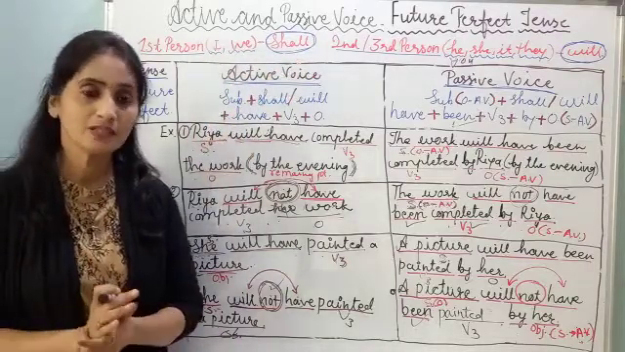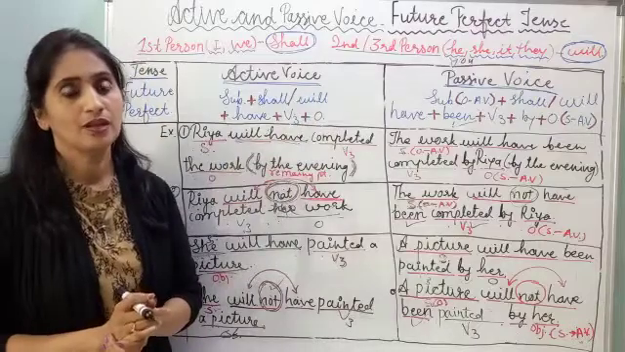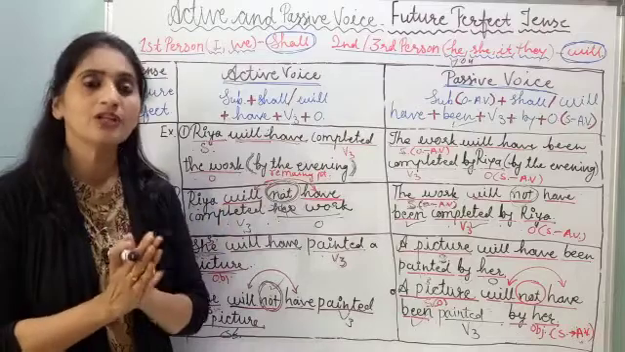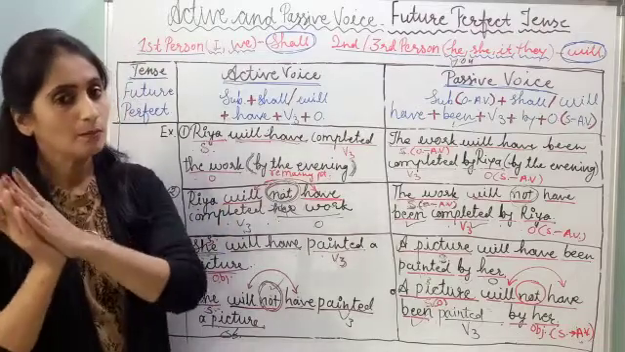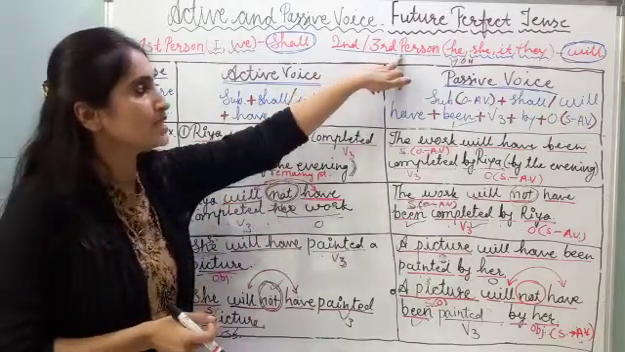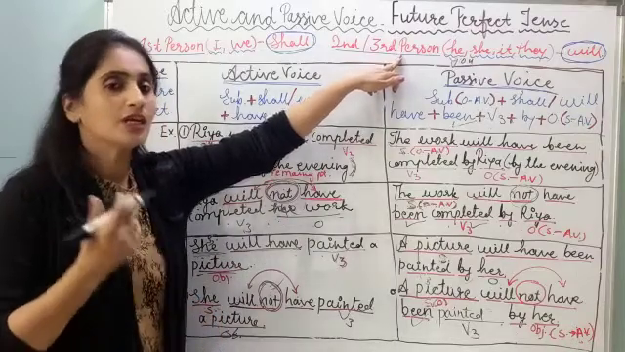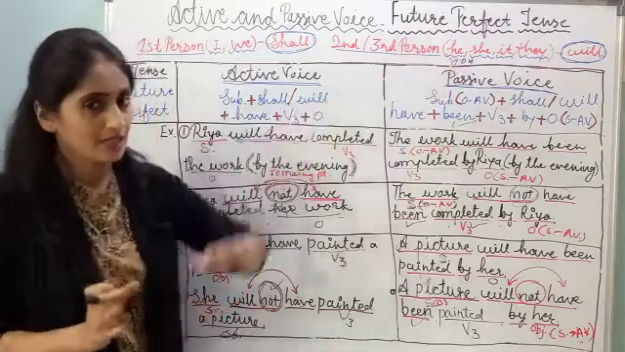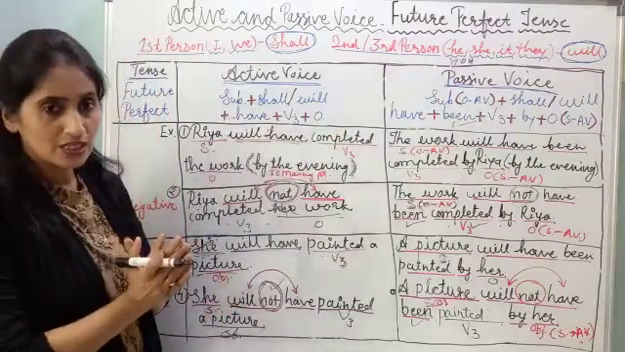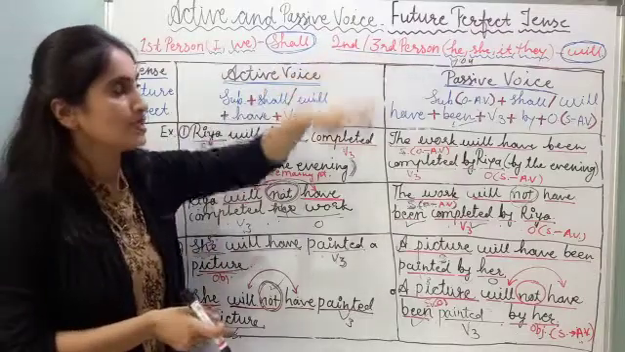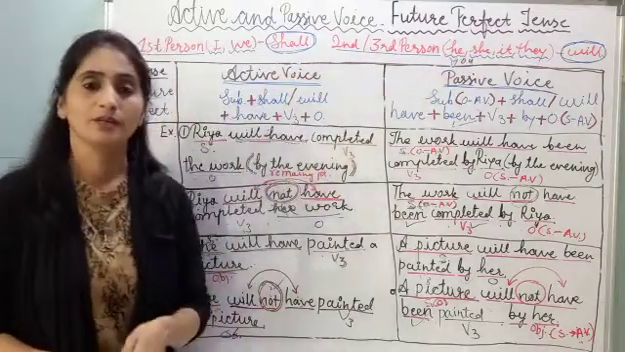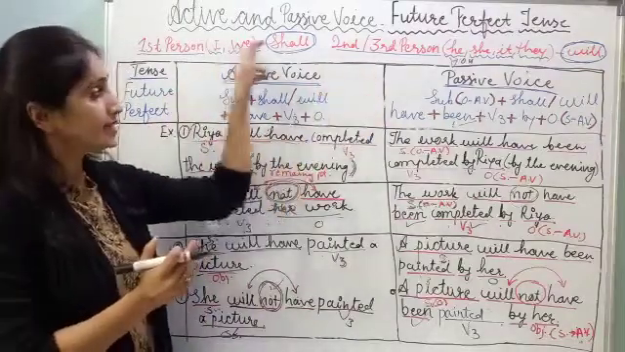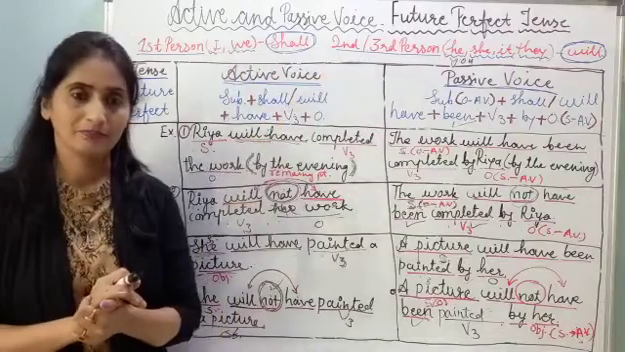What is the second person? Second person means what? Second person means you. You is second person singular number as well as second person plural number. And third person singular number he, she and it. Third person plural number is they. Means if the subject is second or third person, we should make use of will. We have been using shall and will in this way for a long time.